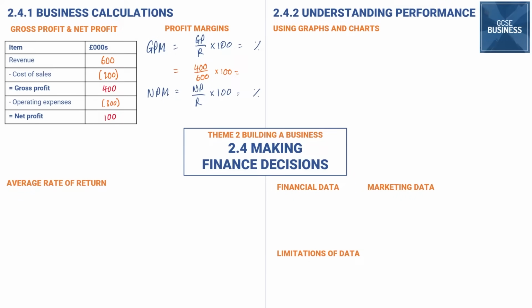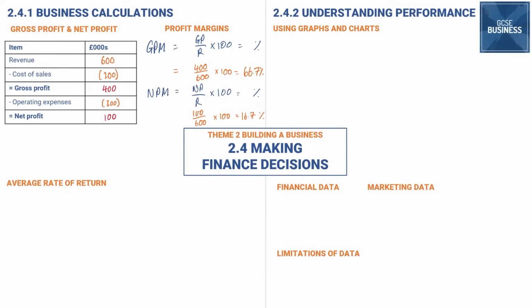So our gross profit margin is going to be 400,000 over 600,000. I've done 400 over 600. I've taken the 3 zeros off, but same thing. Times by 100 should get us 66.7%, or 66.67% if you went to 2 decimal places. And then our net profit margin is going to be 100 over 600 times by 100. And that gives us a percentage of 16.7%.